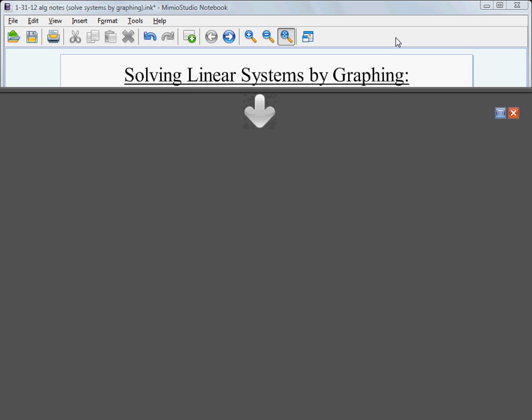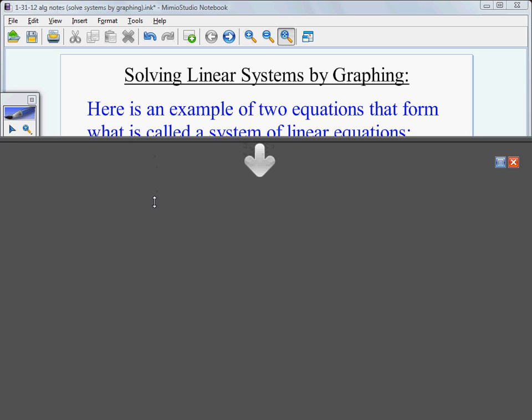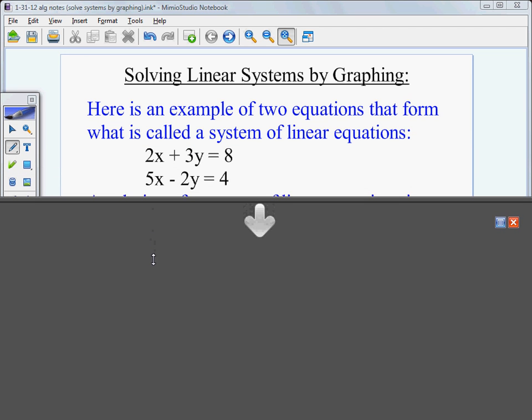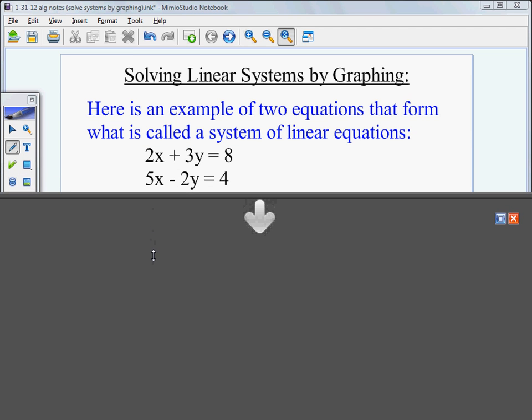Okay, in this lesson we're going to talk about solving linear systems by graphing. First of all, here's an example of two equations that form what's called a system of linear equations. You have 2x plus 3y equals 8, 5x minus 2y equals 4. Each of those linear equations is given in standard form.